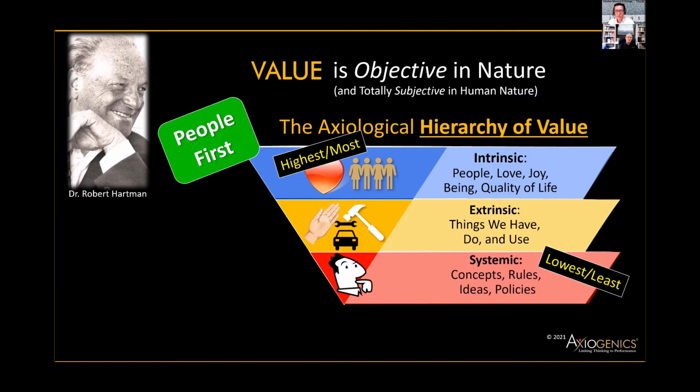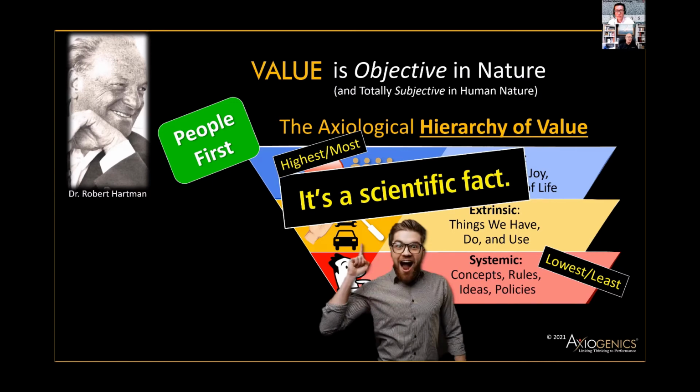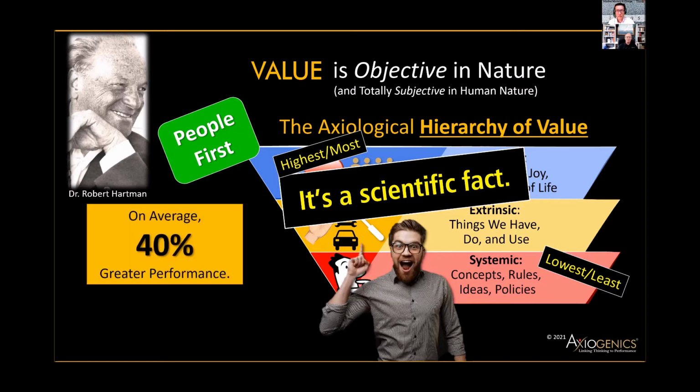In fact, the science proves that putting people first, the intrinsic value of human beings above all else, isn't just a nice management fad or a nice idea. It's a scientific fact. And in the 1960s, Dr. Hartman was able to prove that those organizations that actually put the intrinsic value of their people above all else will see, on average, 40% greater performance. 40%. It's not just a nice idea.